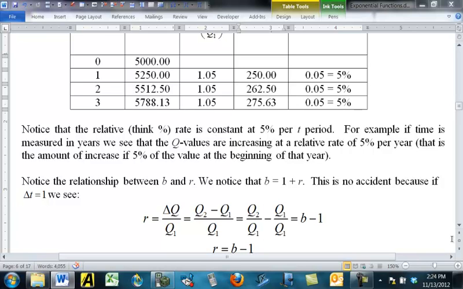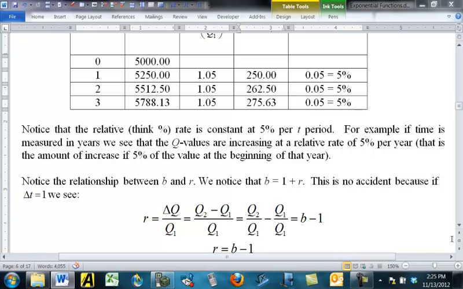As of the time I'm doing this video, 5% a year would be an amazingly good rate to get on a CD. Not likely to be happening right now, but I just made that 5% to make it easier for us to see. So if time is measured in years, like we worked it out, the Q values are increasing at a relative rate of 5% per year. So it's 5% of the previous value at the beginning of that year. That's going to be the amount of increase.